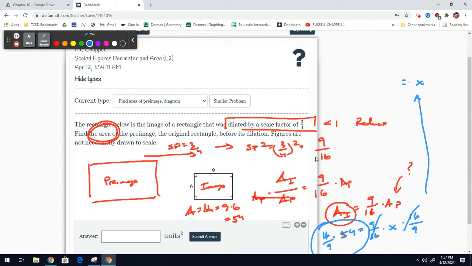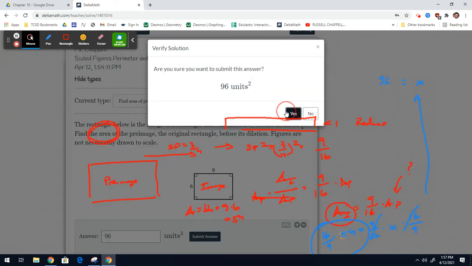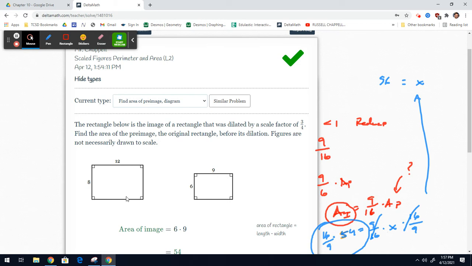And I got 96. 96 units squared is the area of the original figure. So when I take a look at this problem, you have to think backwards. You have to think backwards.